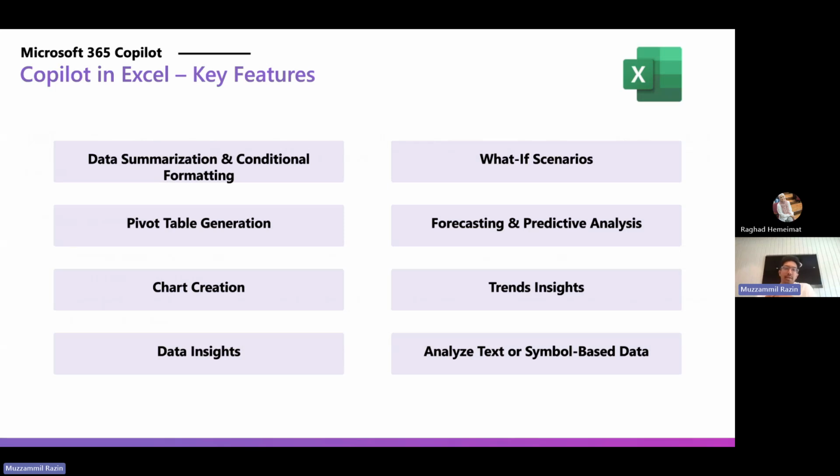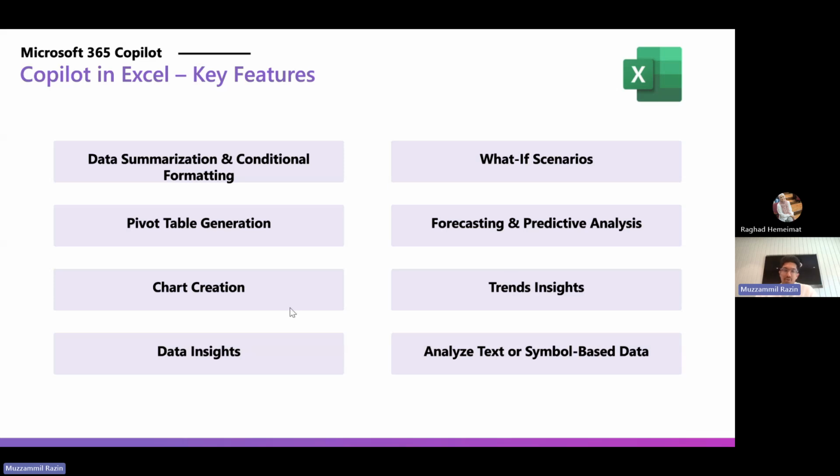Let's go through some key features here. These are some of the use cases. Of course, there are a lot more, but these are the key features that you get if you're using Copilot inside your Excel sheet. So you have data summarization and conditional formatting, what-if scenarios, pivot table generation, forecasting and predictive analysis. For example, if you have some historical data and you want maybe an LLM, or a machine learning model, or a time series forecasting model to be generated with the help of Copilot, you can also do that inside your Excel sheet.